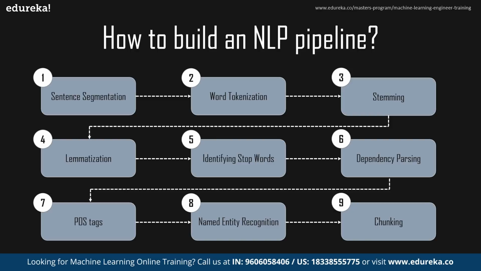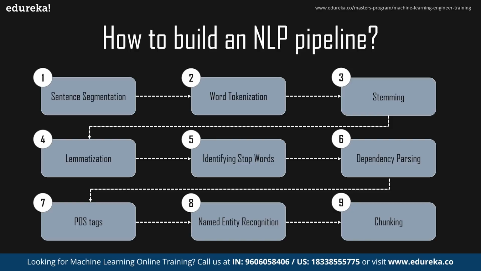The sixth step is dependency parsing. Dependency parsing is used to find how all the words in the sentence are related to each other. The seventh step is POS tags. POS stands for parts of speech, which includes noun, verb, adverb, and adjective. It indicates how a word functions with its meaning as well as grammatically within the sentence.